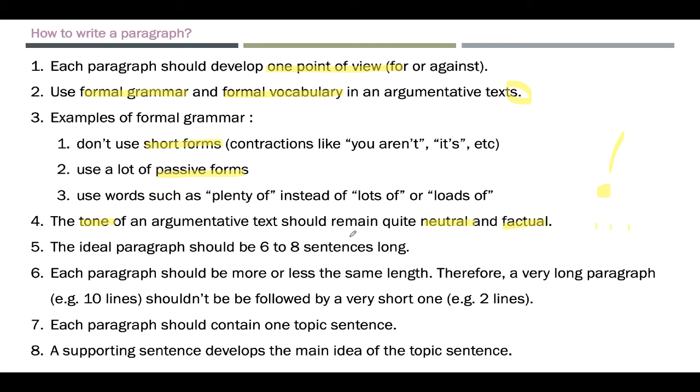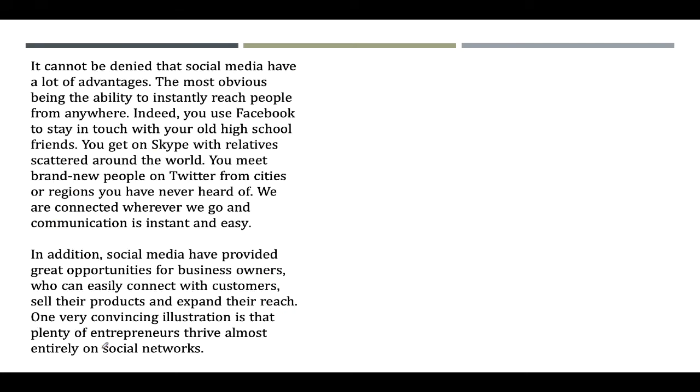The ideal paragraph should be 6 to 8 sentences long for what I expect you to do. 6 to 8 sentences, that is good. Each paragraph should be more or less the same length. Therefore, a very long paragraph, e.g. 10 lines, shouldn't be followed by a very short one, e.g. 2 lines. Each paragraph must contain one topic sentence, and supporting sentences develop the main idea of the topic sentence. So what is a topic sentence? The topic sentence is the main idea of the paragraph, and the supporting sentences develop this topic sentence by giving examples, etc. Let's have a look at an example.